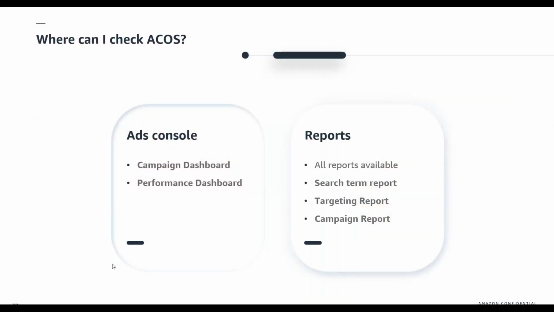Yes. Okay, so continuing where to actually check your ACOS. So it's available on your ads console. So when you log into your campaign manager on advertising in Seller Central, you can see it on both the campaign dashboard and your own individual ad performance dashboard. And it will also be available in most of our reports, but of course, pay attention to your search term report, possibly targeting and campaign report for you to check your ACOS.